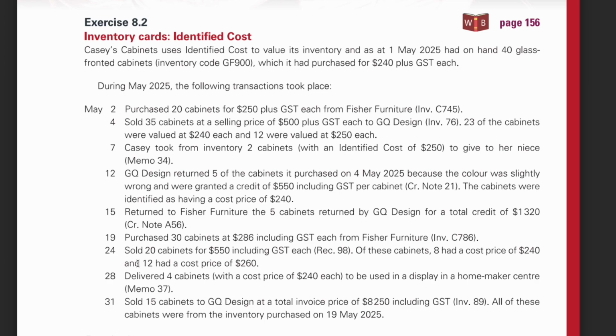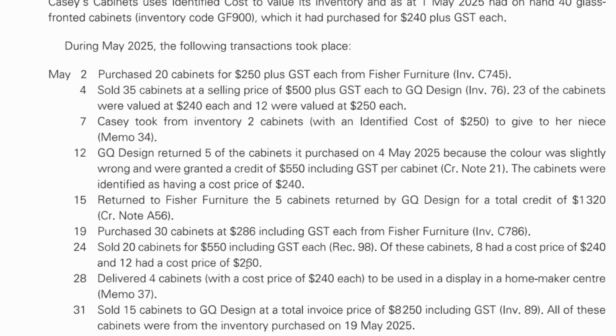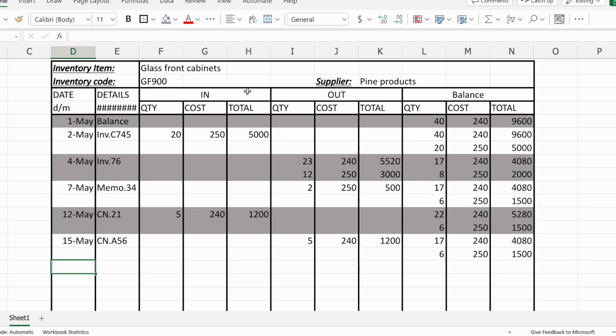Because if you look at the 24th, they had 12 pieces of inventory, they sold 12 that had a value of 260. So given that piece of information, we can relate that on the 19th, the 30 cabinets were valued at 260. So what do we do now? 30 are coming into the business, so we have 30 valued at $260. Now 30 times 260 is, yep, that much.